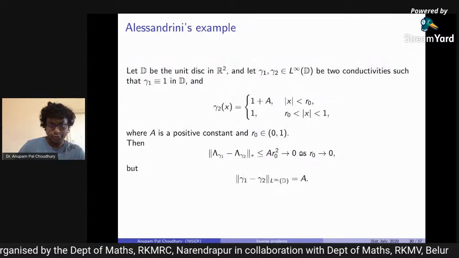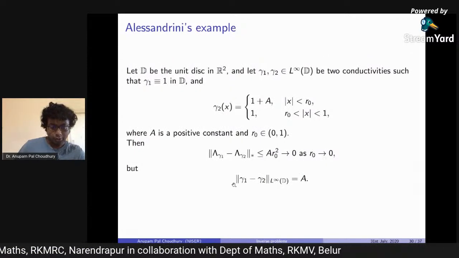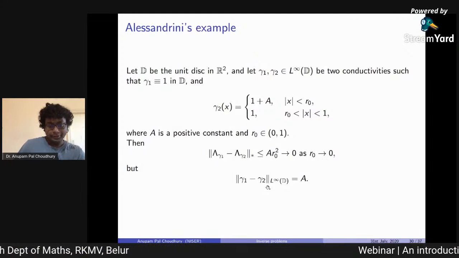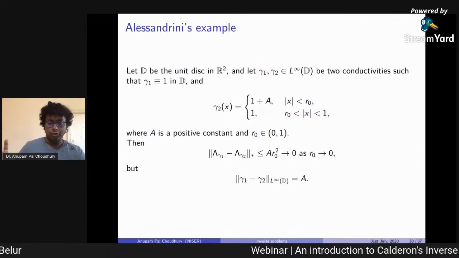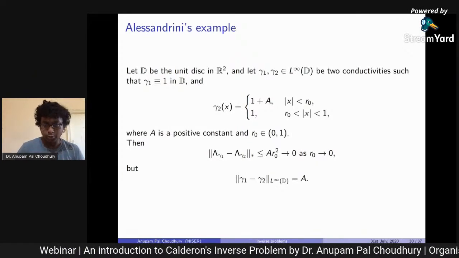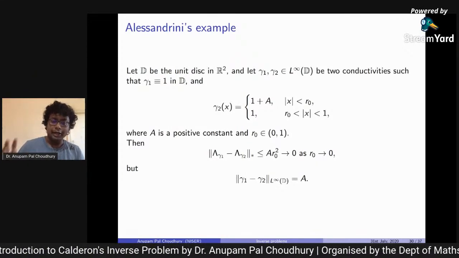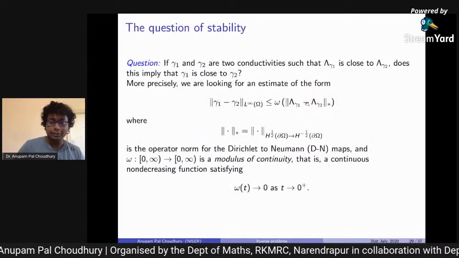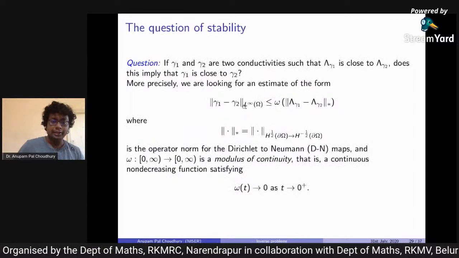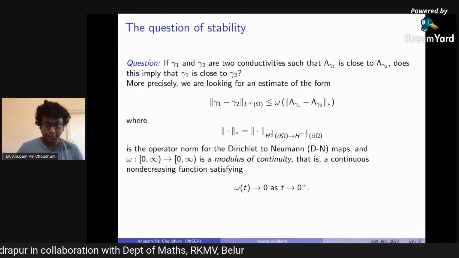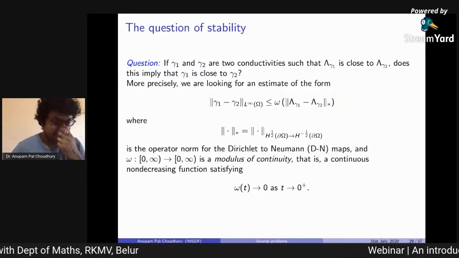Though this is going to 0 as R0 goes to 0, the L infinity norm of gamma 1 minus gamma 2 doesn't see R0 at all. So it is always A. It doesn't change with respect to R0. So therefore you see that this is not possible, because even though this side is going to 0, this side is a strict positive constant. It doesn't change. So therefore, you cannot have a Lipschitz stability estimate.